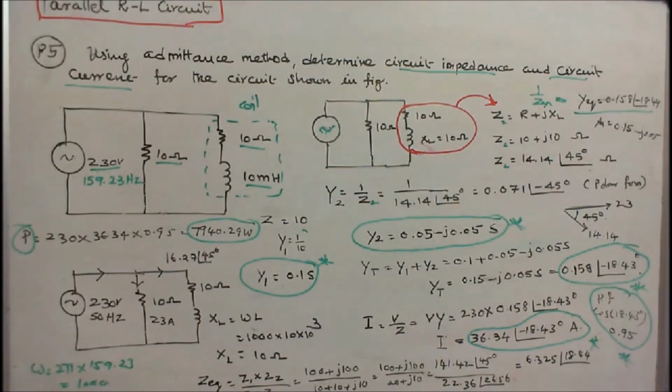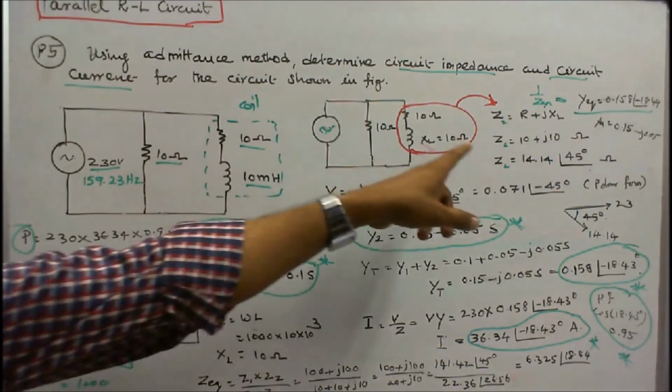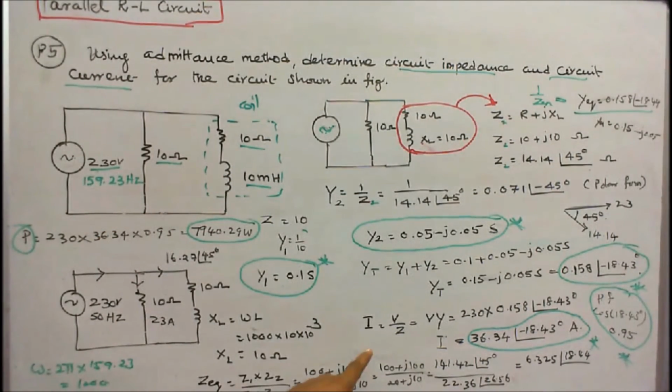I can find the equivalent impedance. Equivalent impedance is equal to Z1 into Z2 divided by Z1 plus Z2. I know Z1, I know Z2, that is 10 plus J10. That is equal to 100 plus J100 divided by 20 plus J10. That is equal to 141.42 angle 45 degrees divided by 22.36 angle 26.56. That is equal to 6.325 angle 18.44 degrees in polar form.